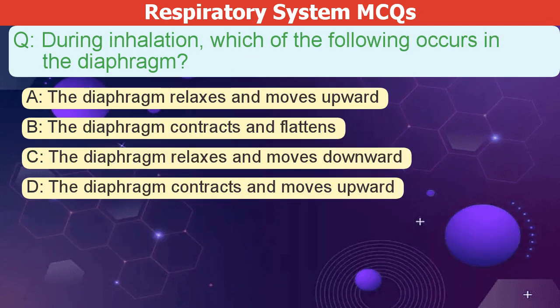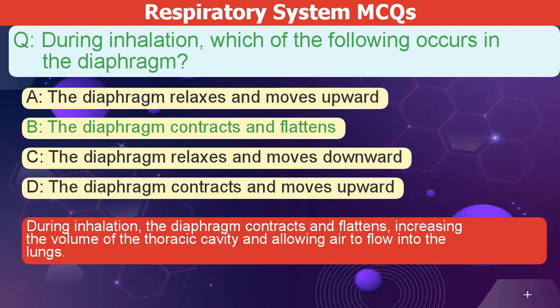During inhalation, which of the following occurs in the diaphragm? A. The diaphragm relaxes and moves upward. B. The diaphragm contracts and flattens. C. The diaphragm relaxes and moves downward. D. The diaphragm contracts and moves upward. The correct answer is B. During inhalation, the diaphragm contracts and flattens, increasing the volume of the thoracic cavity and allowing air to flow into the lungs.